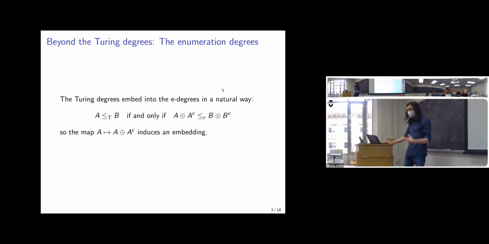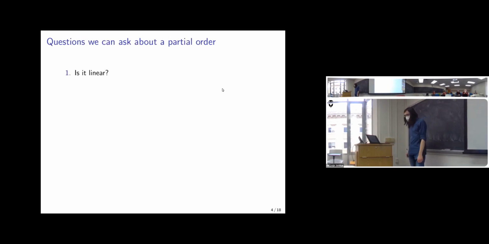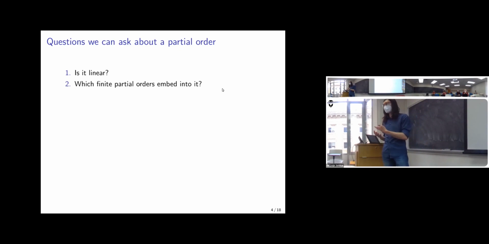Okay, so E degrees as a partial order. What are the questions that we can ask about a partial order? Here's one: is it linear? That's a very natural question. Of course, these E degrees are not linear. So more generally, we can ask which finite partial orders embed into this structure. Question 2 is a generalization of question 1, because question 1 is the question of whether you can embed the two-element anti-chain into the order.